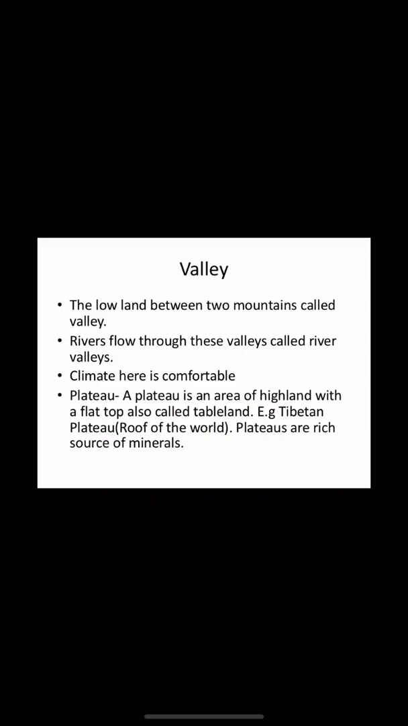Now our next category is valley. The lowland between two mountains is called valley. When river flows through these valleys, they are called river valleys. And the climate is very comfortable here. Next is plateau. A plateau is an area of highland with a flat top, which is also called tableland. Example, Tibetan plateau, known as the roof of the world. And plateaus are rich source of minerals. We can give the example of Chotanagpur plateau and Deccan plateau.